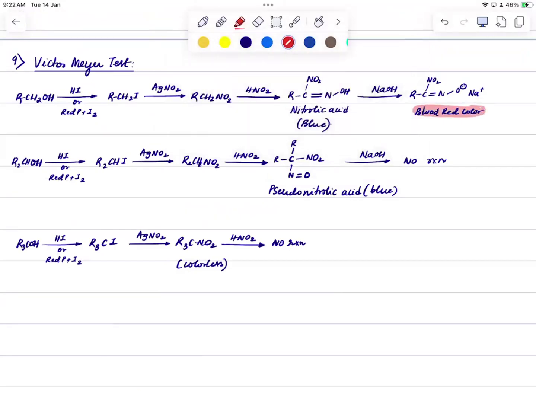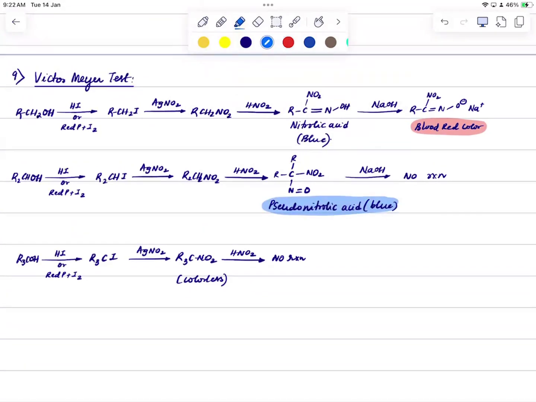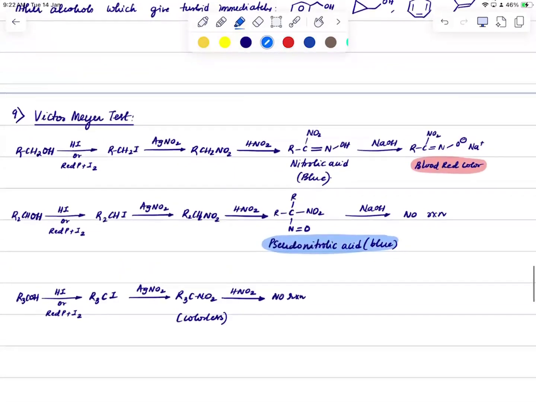So this entire thing, this one is red color. Next we have blue color, and after that we have colorless. So that's how we will have this Victor Meyer test. Important guys, it is there in the lab manual also. So please remember, this could be asked.